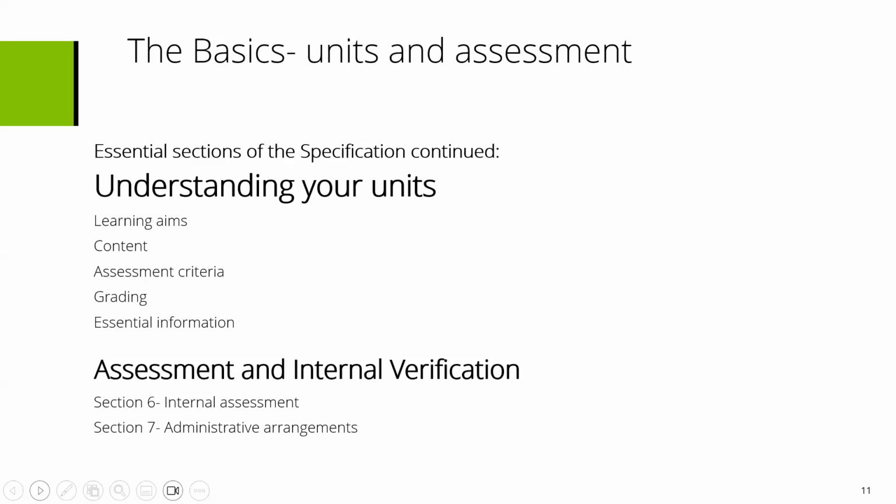You also have the assessment criteria, which is attached to each of the learning aims, and the assessment criteria is broken down into pass, merit, and distinction criteria. There'll be some information about the grading, and one of the most important parts of the specification related to grading is the essential information for assessment decisions. Also within the specification, you'll see some information around internal assessments and some administrative arrangements as well.